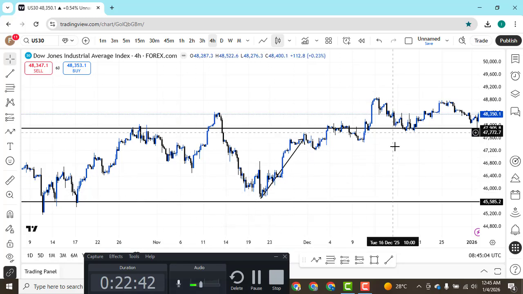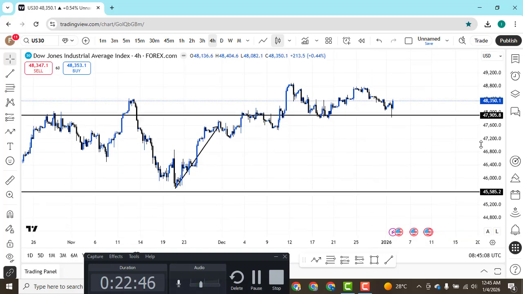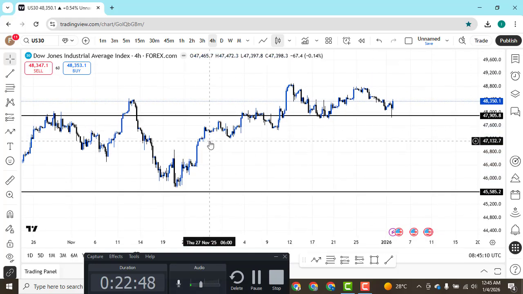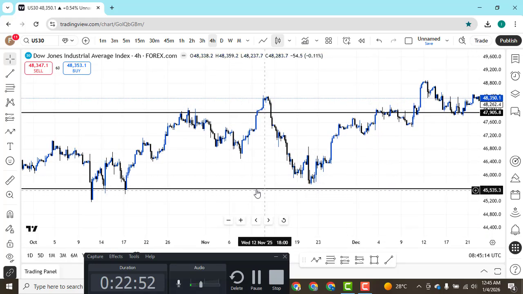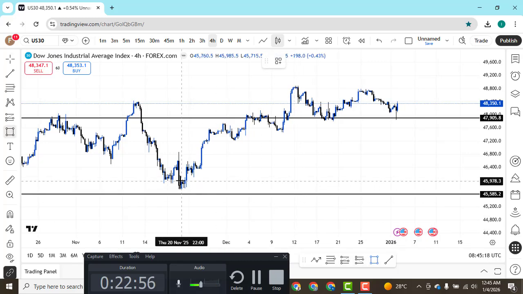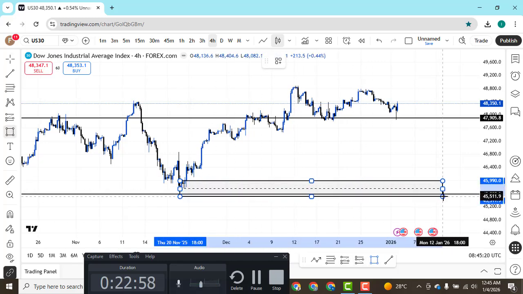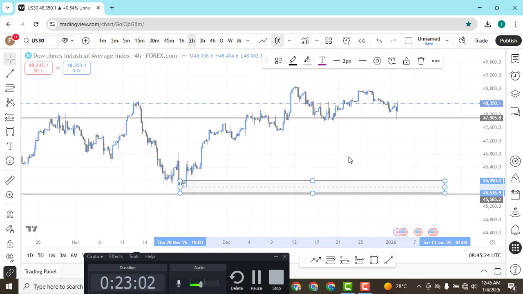So now what are we going to do? For me, if I will advise you, this is my bias on this point. Since this place is a support level, I would like to wait for US 30 to come to this point. Then I'll take my trade. I would like US 30 to come to that point. Then I will take my entry. I will take all these ones as liquidity. So that is just it.